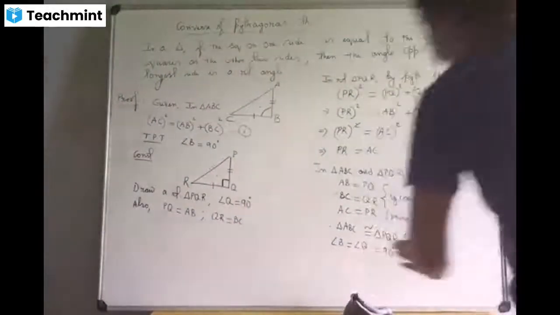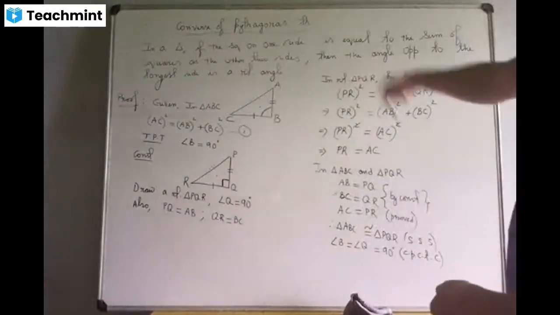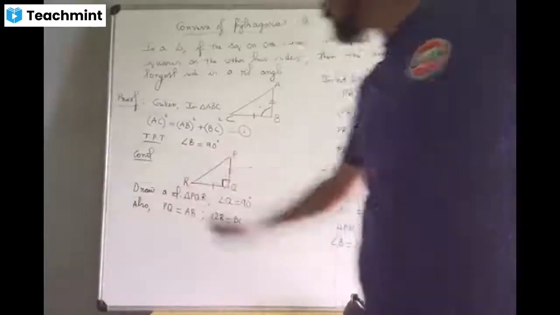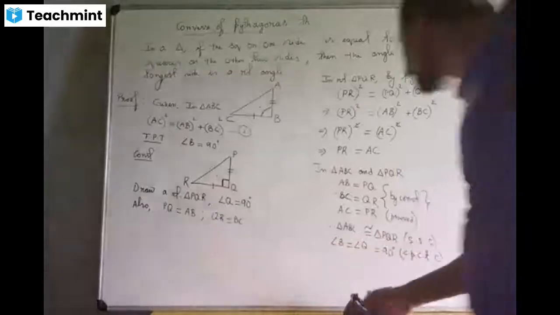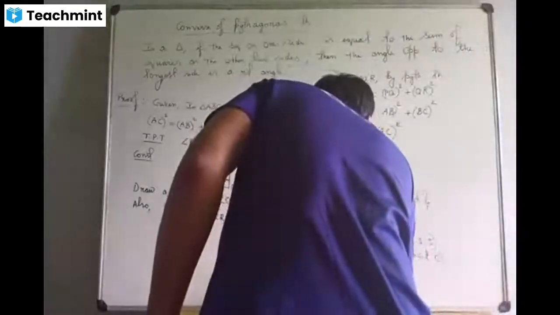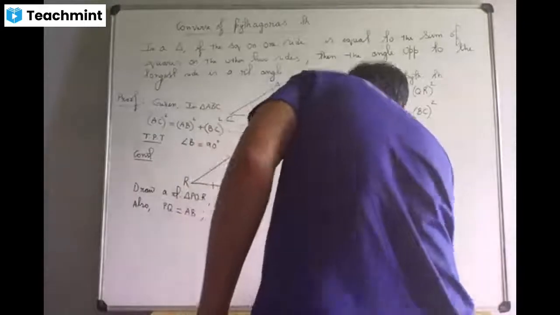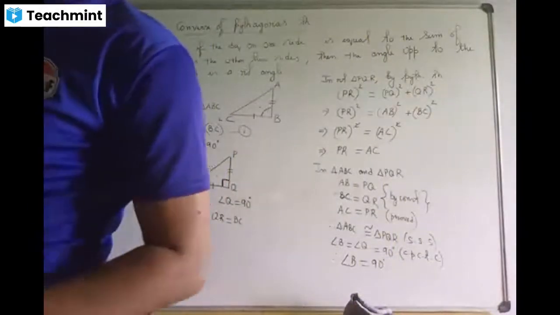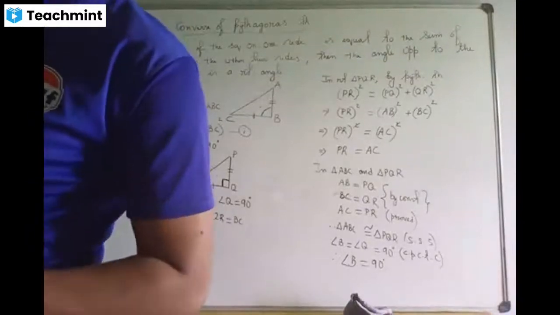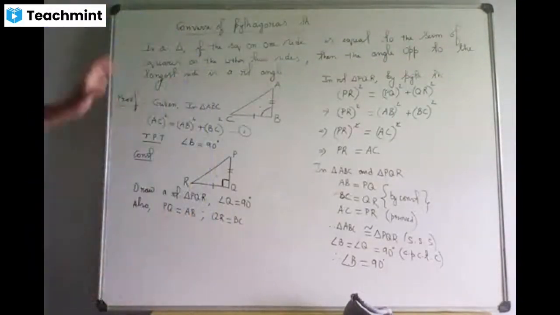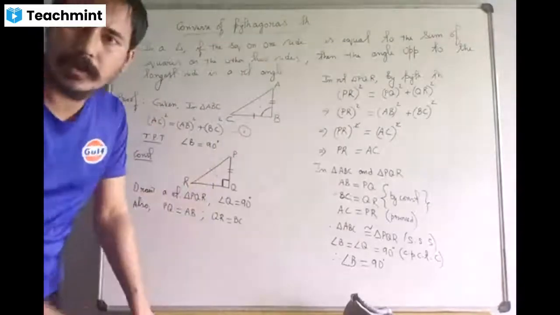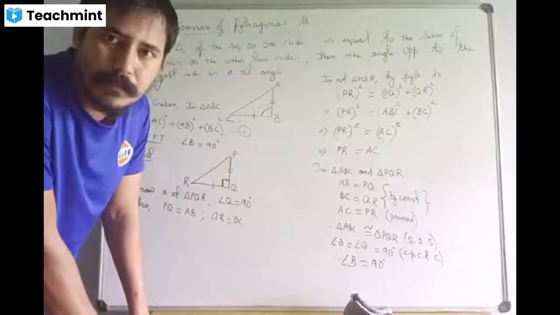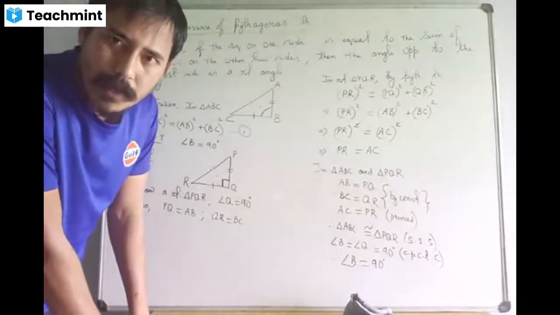So this is our desired result. This is our required proof. We needed to prove that angle B is 90 degrees. So we have proved here that angle B is also 90 degrees, which completes the proof of the converse of Pythagoras theorem. So if the question is asked, state and prove the converse of Pythagoras theorem, then this is exactly what you need to write in your examination. This is exactly what is given in your textbook as well. So you can take your time to copy this down.